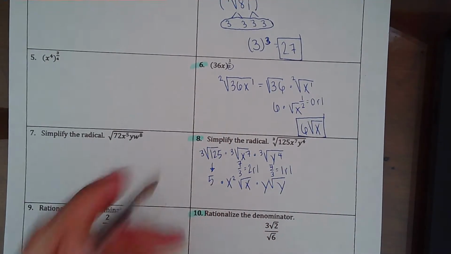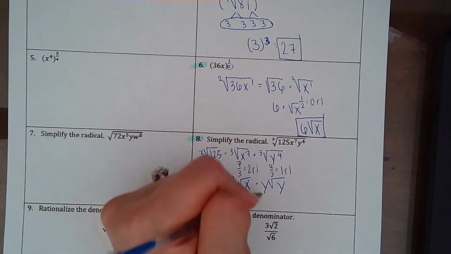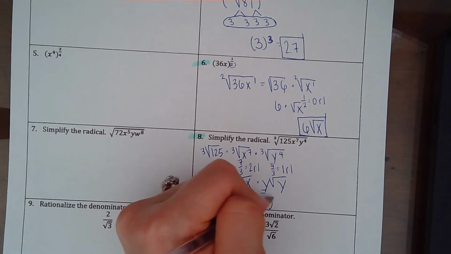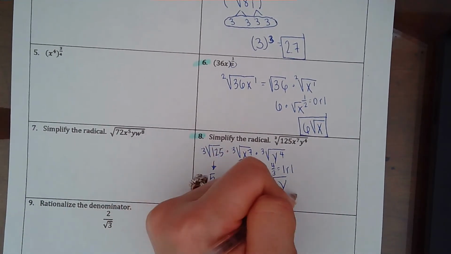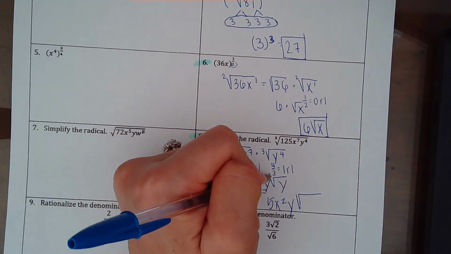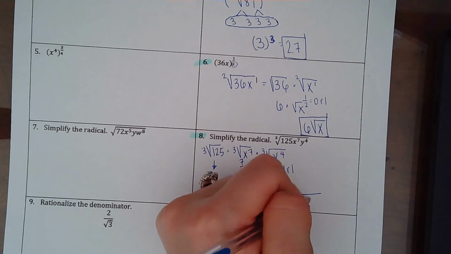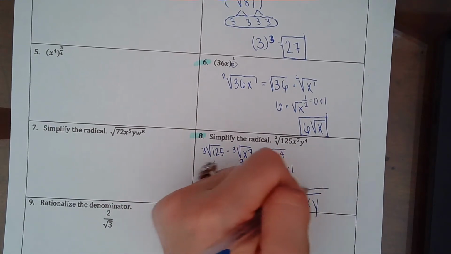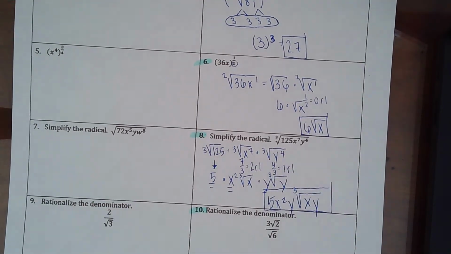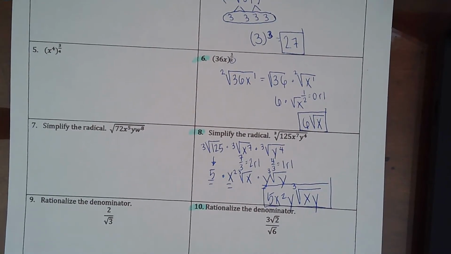So I'll multiply what's on the outside, the 5, the x, and the y, and I'll get 5x squared y. And remember, these are all under the cube root. So cube root and whatever is left over. So an x and a y would be left over. And that would be our answer.